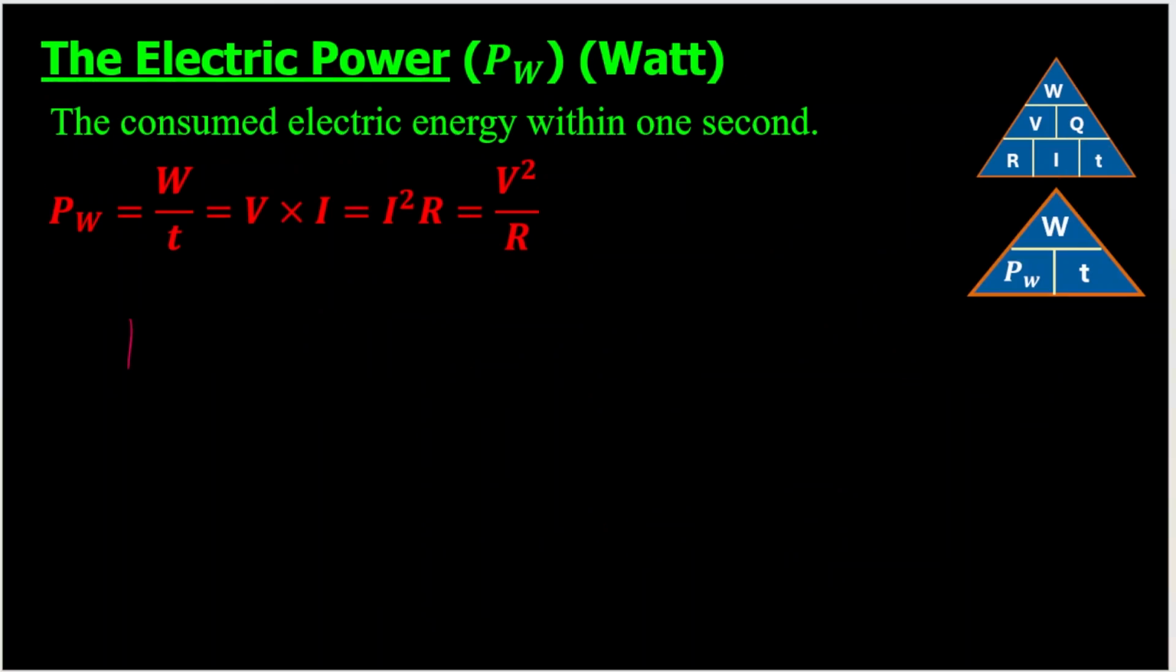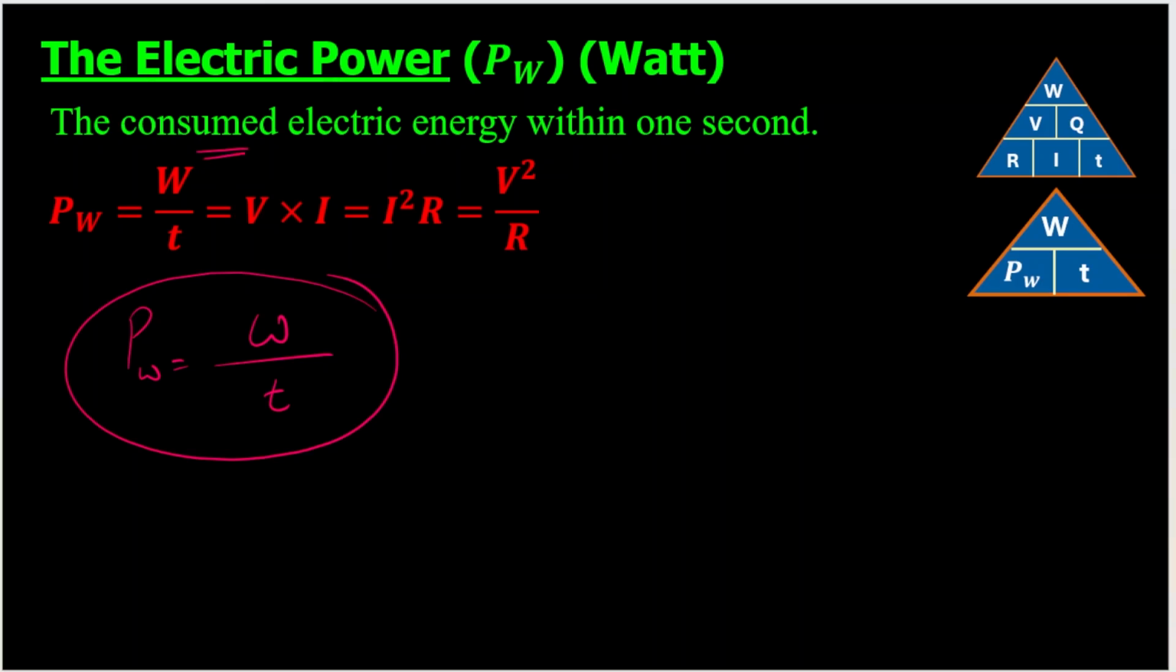What's meant by power? Electric power. Electric power is the rate of consumption of electric energy. So what's meant by electric power? It is the consumed electric energy within 1 second. The measuring unit of work or energy is joule. The measuring unit of time is second. So the measuring unit of power is joule per second, or watt.